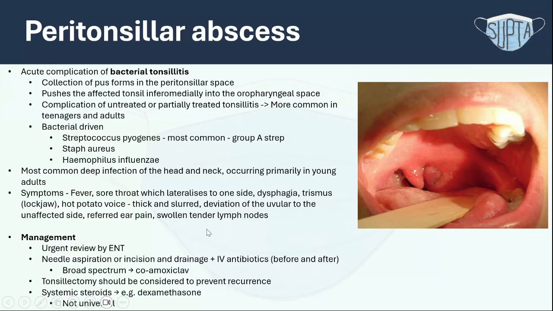And the main management of this is review by ENT, needle aspiration or incision and drainage, followed by IV antibiotics before and after. And then tonsillectomy may be considered to prevent recurrence, and then you may want to give systemic steroids like dexamethasone. However, this varies with local practice.